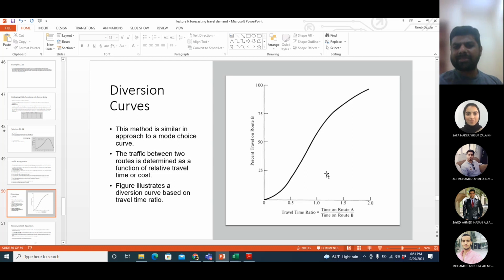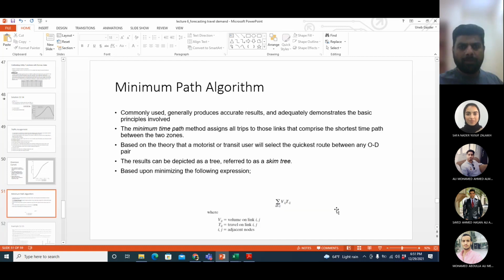In this case, instead of travel time, you can take the ratio of the cost as well. If both routes have different costs, if one has a toll plaza where they are taking tax or something, you can take the ratio of the cost as well.